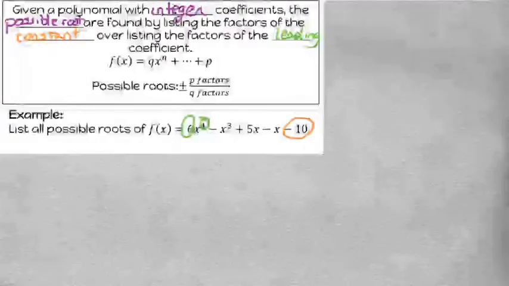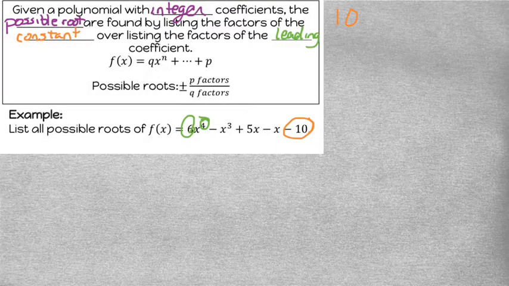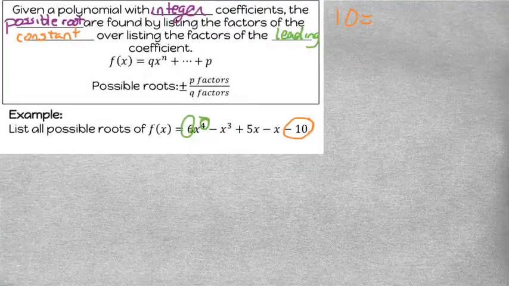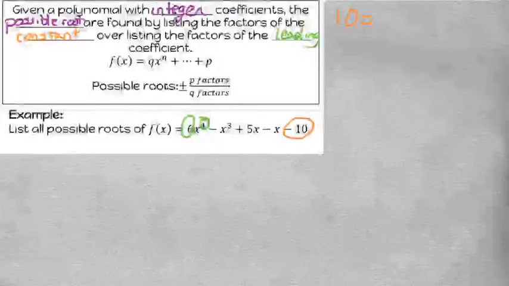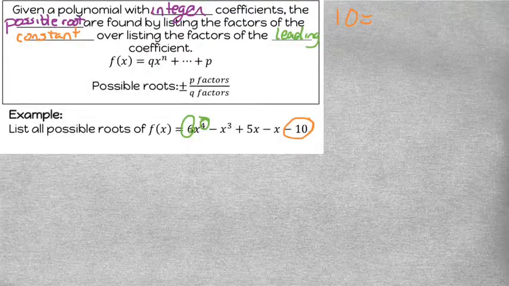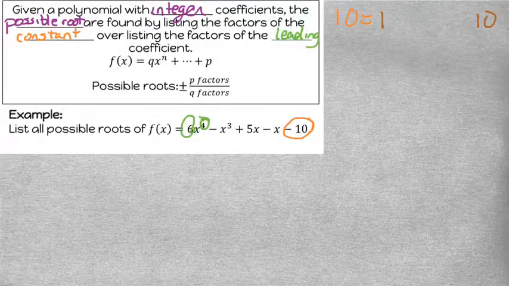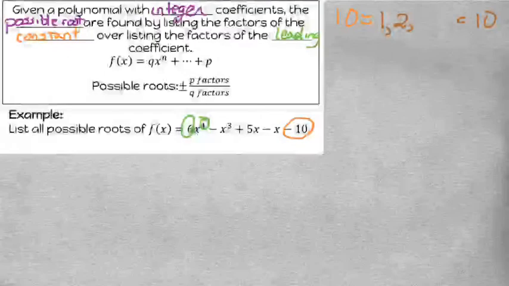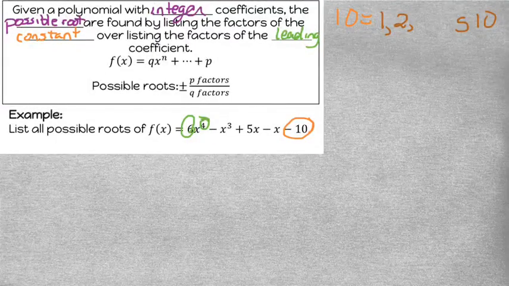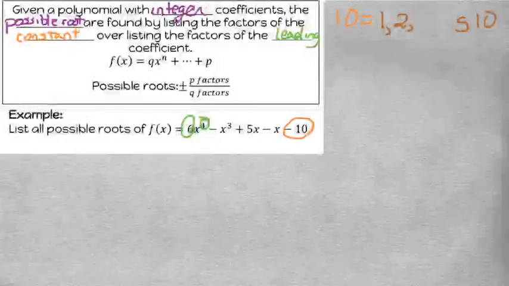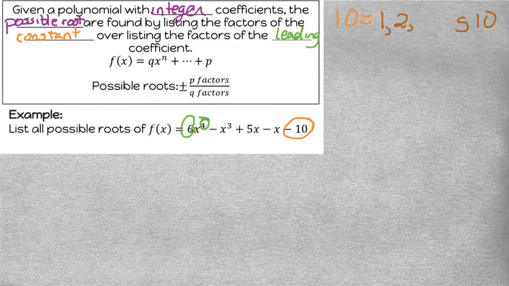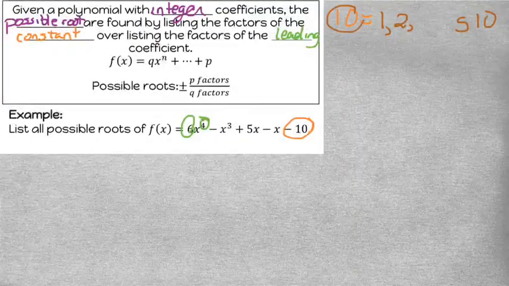So what things will multiply to give me 10? To get 10, I have some options. I have a 1 and a 10 that I could use to multiply to give me 10. I have a 2 and a 5 that could also multiply to give me 10. And then if I keep going through the list, 3, 4, and then I'm back to 5, that tells me that I don't have any other factors that will multiply to give me 10.